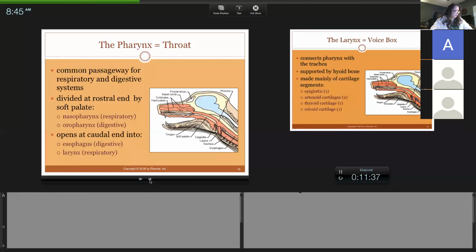So the pharynx is the back of the throat, it comes first, and it's the common passageway for food and air. That's why I say pharynx, food first. It comes before the larynx, the passageway for air.